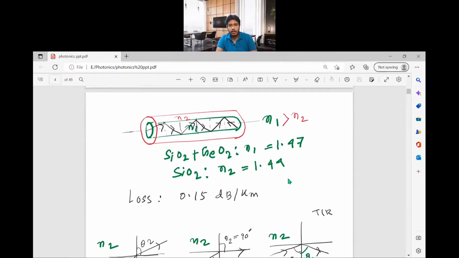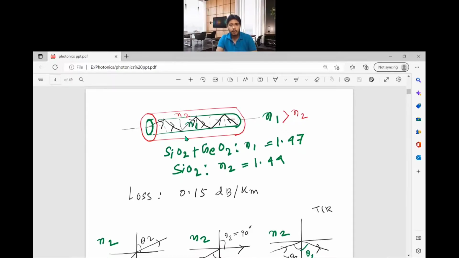Now you can see this is the optical fiber. Light will be incident into the optical fiber, and then it will be totally reflected from the surface. This one is the core and this one is the cladding.